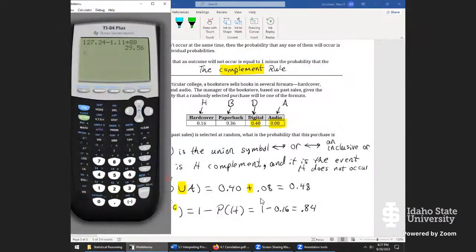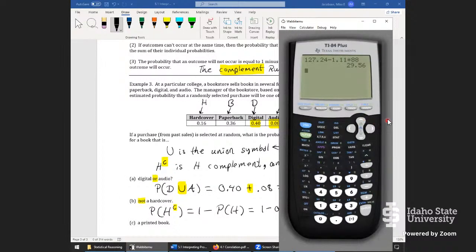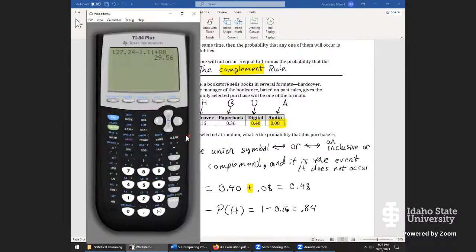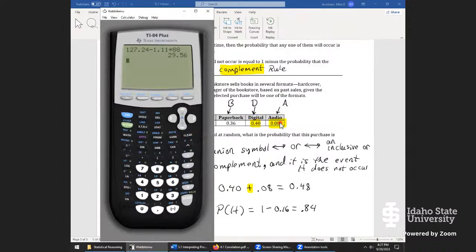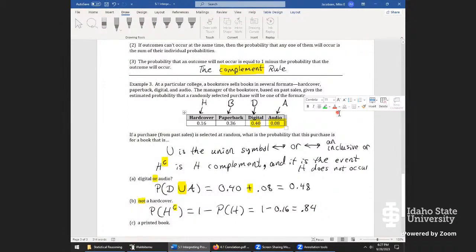If the question says not a hardcover, I would go to everything that's not a hardcover, that's paperback, digital, audio, and add those probabilities. So 0.36 plus 0.40 plus 0.08. That gives us the value 0.84, which is exactly what we have here. So you can do it one way or another. And the reason this always works is one extra bit of information.